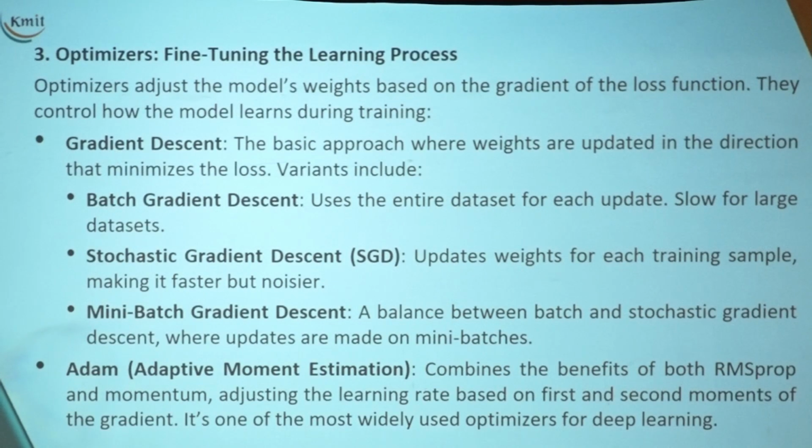And then we have seen different types of optimizers. Why do we use optimizers? To adjust weights and biases in such a way that my loss function would be gradually reduced.